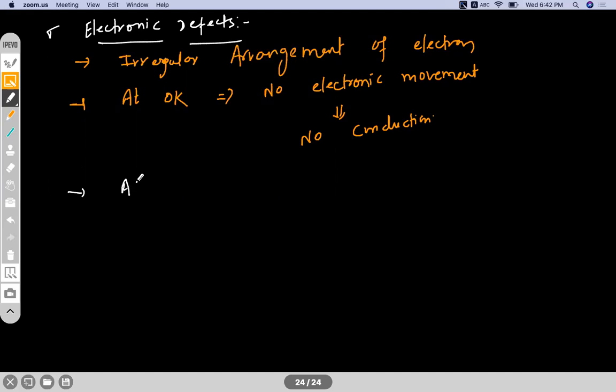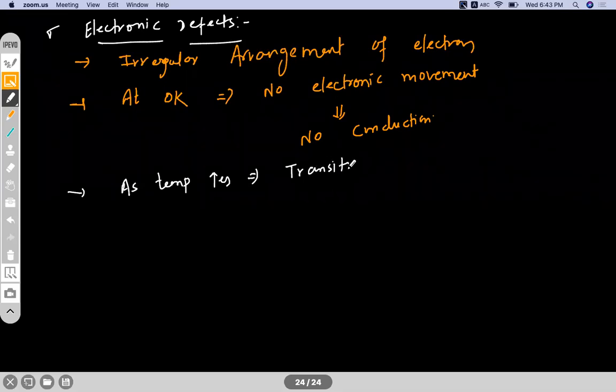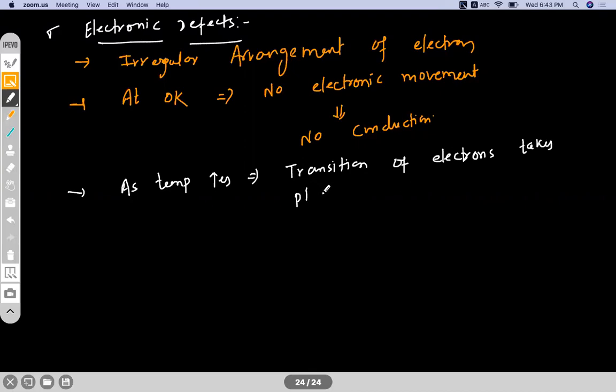As temperature increases, transition of electron takes place. So basically, electrons occupy higher energy states, and hence it shows conduction.